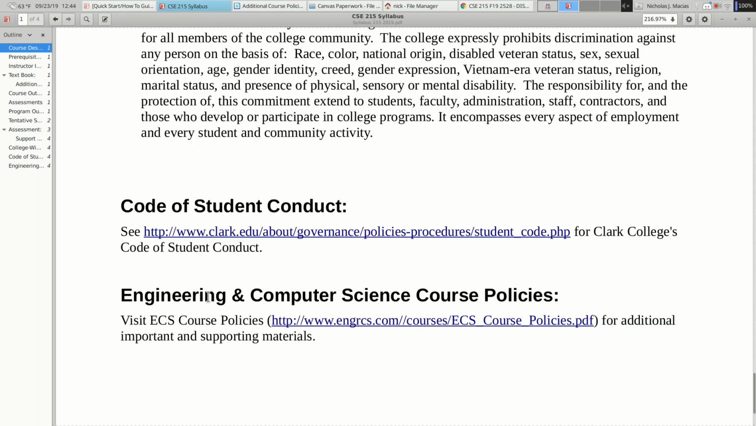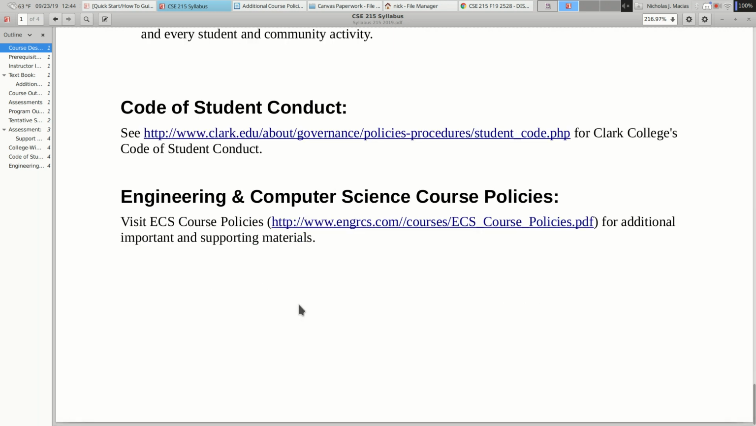I'll let you click through to the Code of Student Conduct. That's pretty boilerplate, but make sure you've read it at least once in your time here at Clark, preferably earlier rather than later. Same with the ECS department policies. You can click through to that and read that. Most of it's pretty obvious stuff.